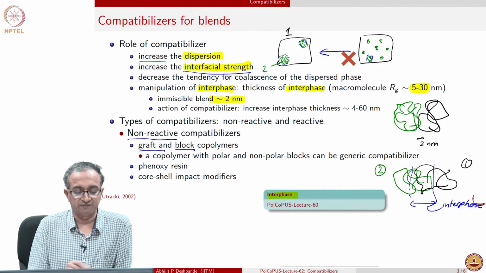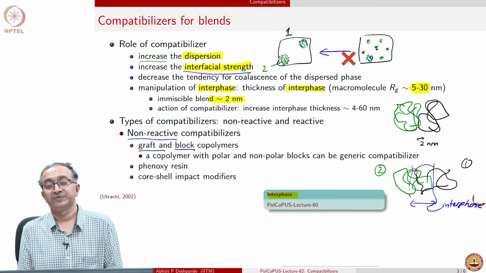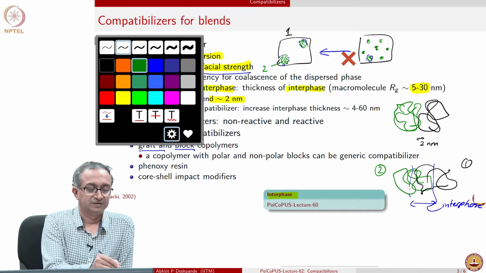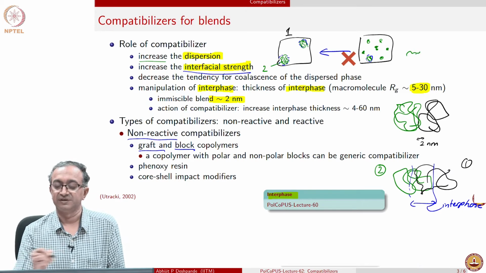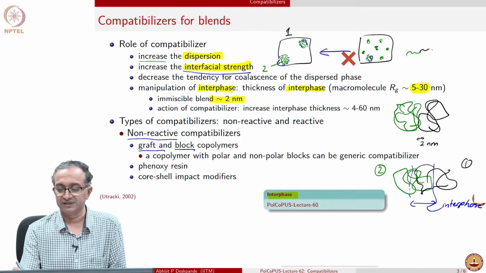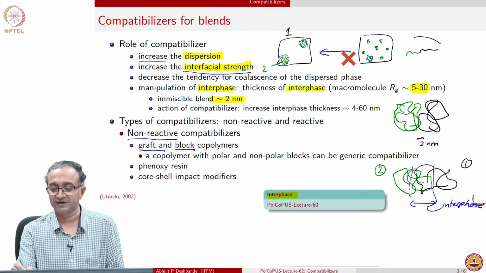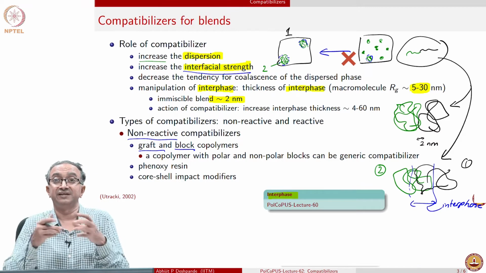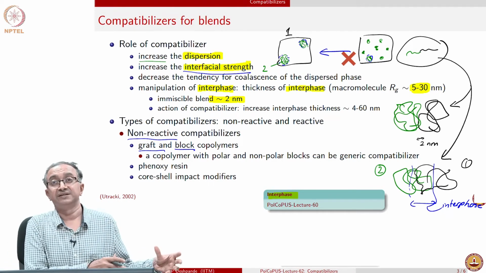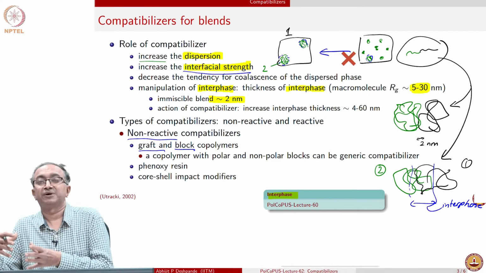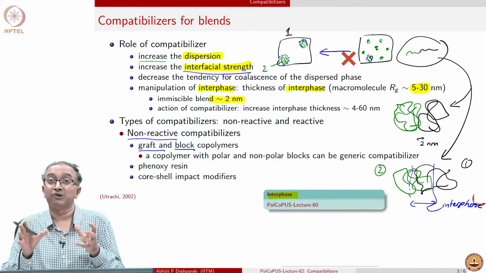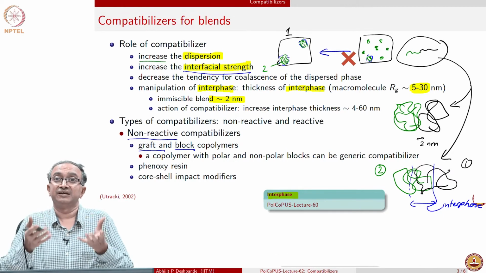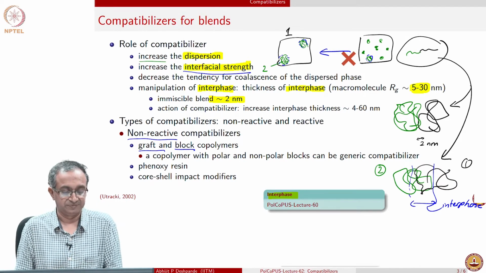Block copolymers or graft copolymers are quite popular. What that does is, if I make a block copolymer which looks something like this, I have a green macromolecule block, and then I have the black. So, you can see that if I add this molecule in such a mixture, then this green macromolecule part will be in the green polymer domain and the black part will be in the black domain. So, effectively now I have a molecule which is connecting both of the domains, and this will naturally lead to an increase in interfacial strength.